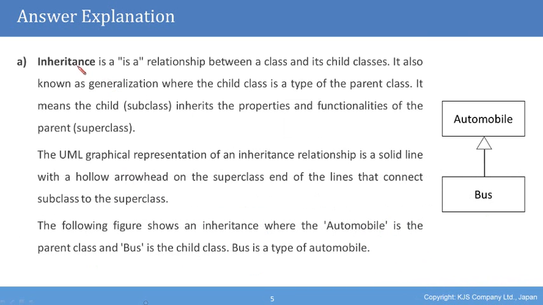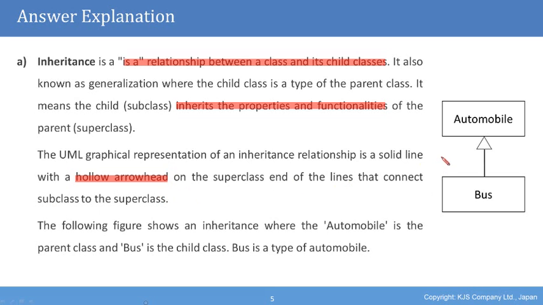Option A. Inheritance is a relationship between a class and its child classes. It's also known as generalization, where the child class is a type of the parent class. It means that the child, or the subclass, inherits the properties and functionalities of the parent. The UML graphical representation of an inheritance relationship is a solid line with a hollow arrowhead on the superclass end of the lines that connect the subclass to the superclass.